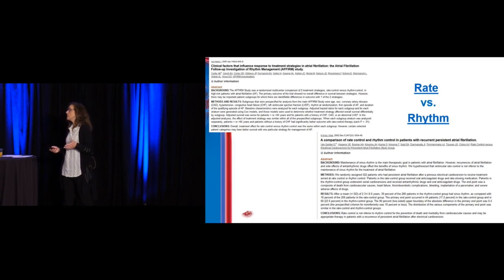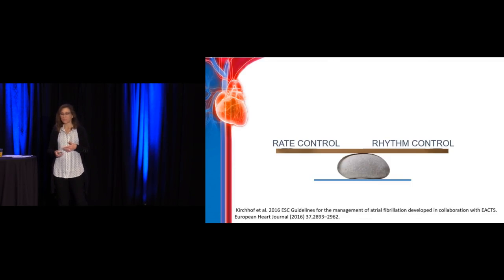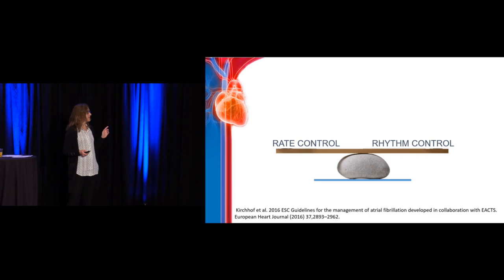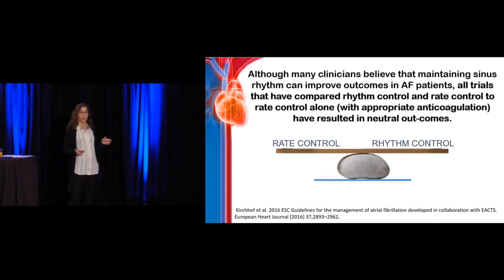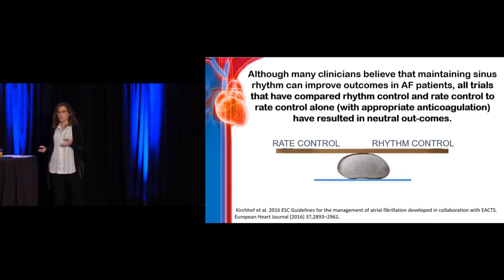So do I have a definitive answer? I don't have a definitive answer yet, and I'll share my opinion as we talk more about the evidence. So as of right now, the balance seems to be equal, rate control versus rhythm control. And this is the statement from 2016 from the European Society of Cardiology. Although many clinicians believe that maintaining sinus rhythm can improve outcomes in atrial fibrillation patients, all trials that have compared rhythm and rate control to rate control alone with appropriate anticoagulation have resulted in neutral outcomes.